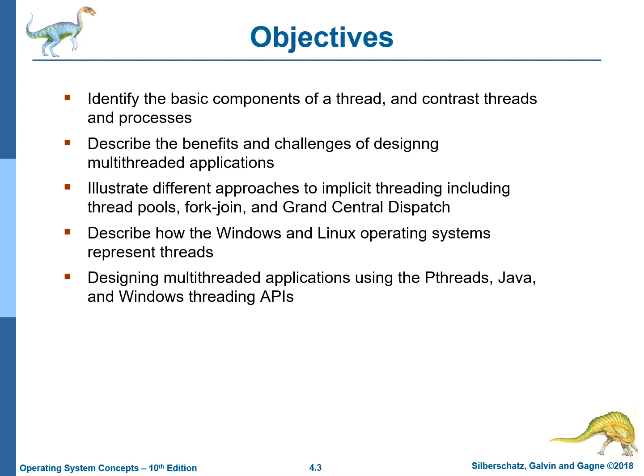It's to identify the basic components of a thread and contrast threads and processes, to describe the benefits and challenges of designing multi-threaded applications, to illustrate different approaches to implicit threading, including thread pools, fork join, and Grand Central Dispatch, and to describe how the Windows and Linux operating systems represent threads, and designing multi-threaded applications using the pthreads, Java, and Windows threading APIs.